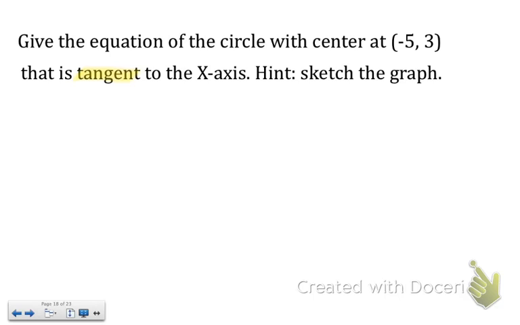Okay. Now, remember, we need the center of the circle and we need the radius. They tell me that the center is at (-5, 3), but I still need to figure out what the radius is. Now, in this case, I've given you a little hint to sketch the graph. Okay. So we know that the center of the circle is at (-5, 3).